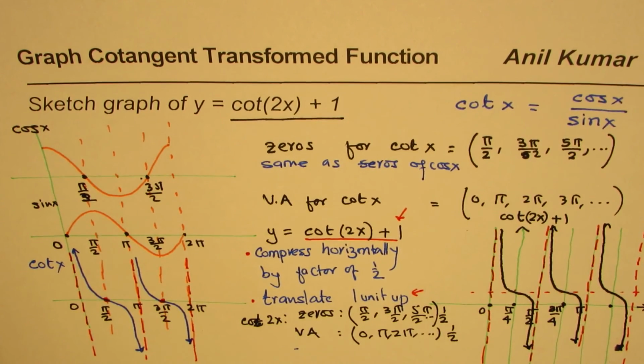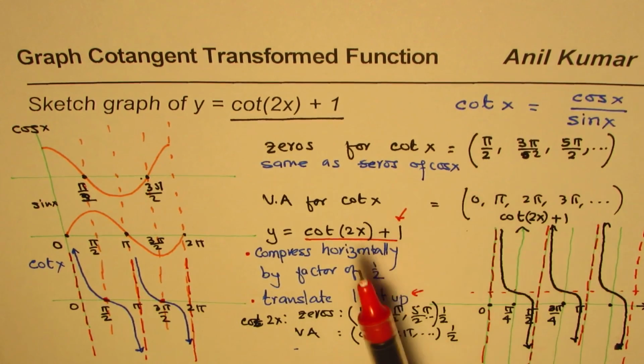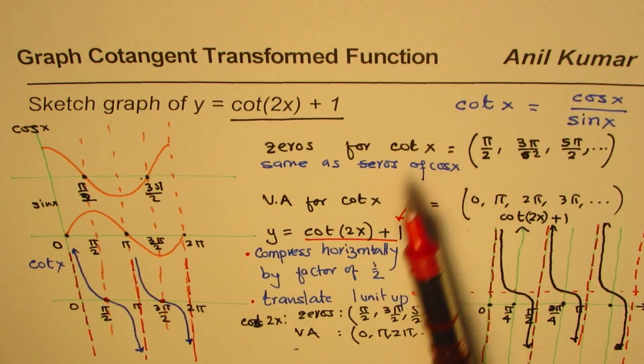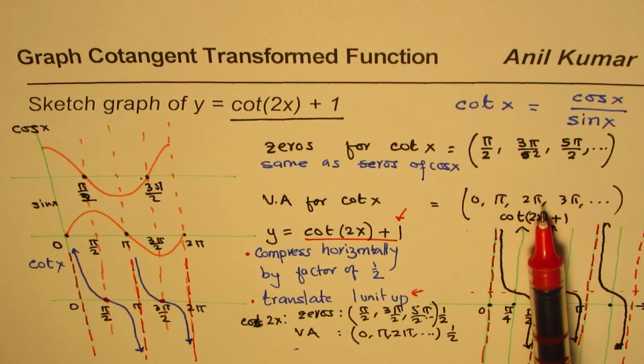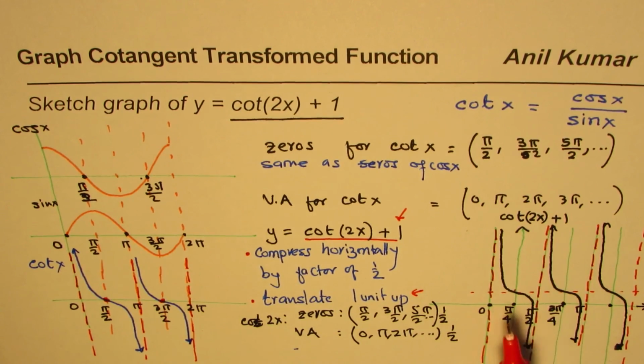We have very few videos on cotangent x, and therefore I took time to explain all these concepts. I hope with this you get a complete picture of how to sketch cotangent functions. Now with that in mind, you can actually sketch any transformed cotangent function. The trick here is to identify the zeros and vertical asymptotes of the cotangent function and then apply the transformations, correct? So once you have the transformations in place, the graph is clear. I hope that really helps.